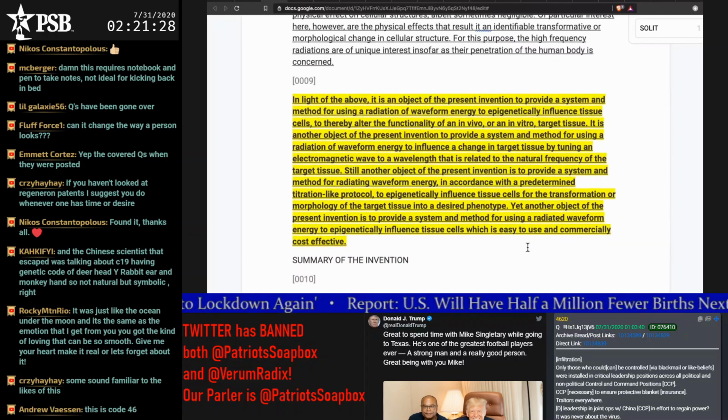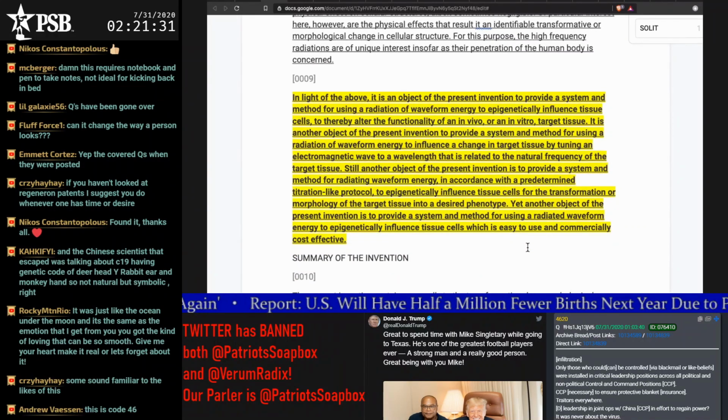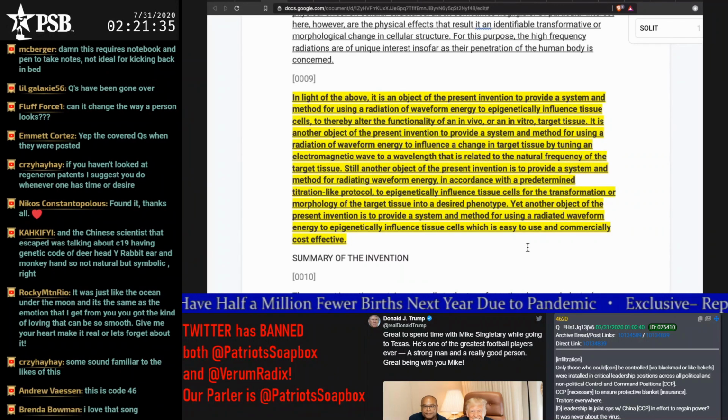In light of the above, it is an object of the present invention to provide a system and a method for using radiation to epigenetically influence tissue cells to thereby alter the functionality of an in the body or out of the body target tissue.